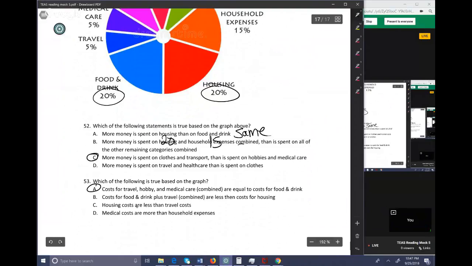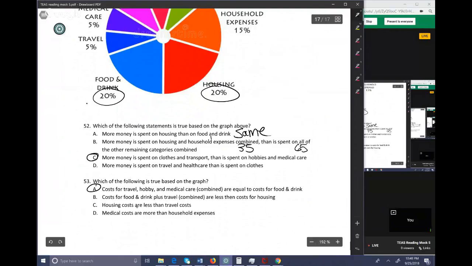Combined, those 2 are 35. So it says more money is spent on those 2 combined than is spent on all of the others. That would be dead wrong because housing and household expenses is 35 combined. All the others would be how it would add up to 100, which is 65. So that would not be right. More money is spent on clothes and transport, which is 25, than hobbies and medical care, which is 15.